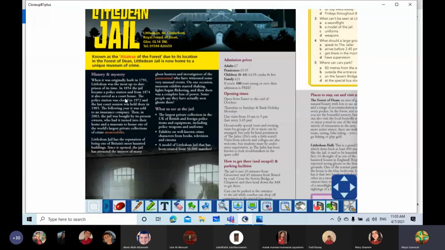What's the meaning of a courthouse? Is it a tennis court? No, a court by itself is the playing field. But here we have this collocation, the courthouse, which means the place of law. The police station was closed, and okay, the last court session. What's the meaning of session? A sitting, the trial. Yes. Was held there in 1985.